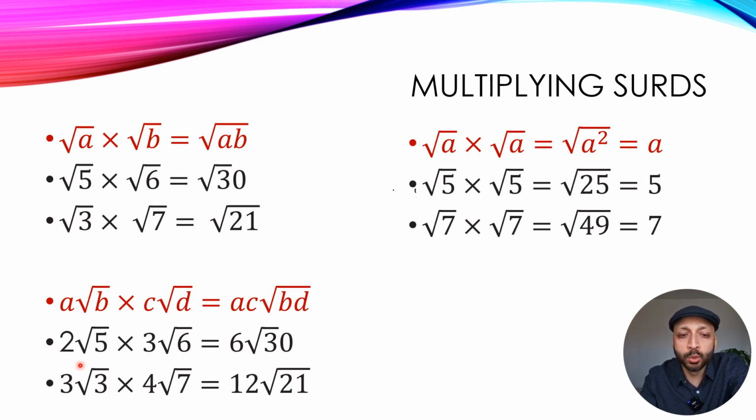So let's look at an example. Here you got 2 square root of 5 times 3 square root of 6. What you do, you multiply the 2 and the 3 together, and that gives you 6. 2 times 3 is 6. And then 5 and 6 together. Square root of 5 times square root of 6 gives you square root of 30. Another example, 3 square root of 3 times 4 square root of 7 is equal to 3 times 4 is 12, and 3 times 7 is 21. So these are very straightforward, carrying out the multiplication of surds.